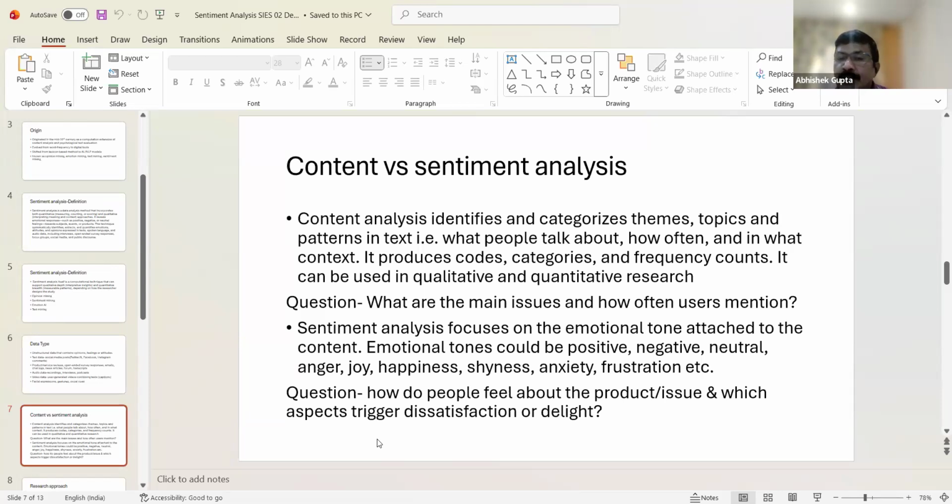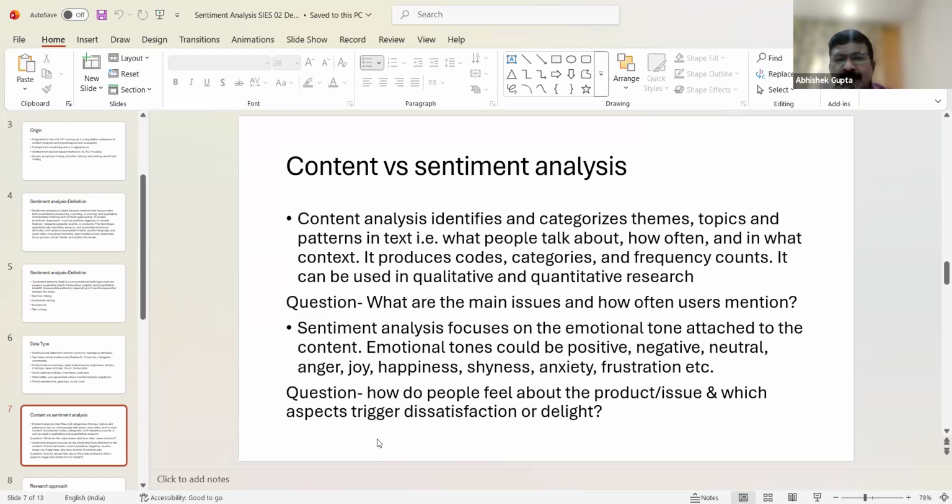So the question which can come under content analysis is: what are the main issues and how often do users mention them, right? For example, if you're going with a customer review of anything, then main issues and how often. So it is more about frequencies in content analysis, and frequency in context as qualitative data analysis.